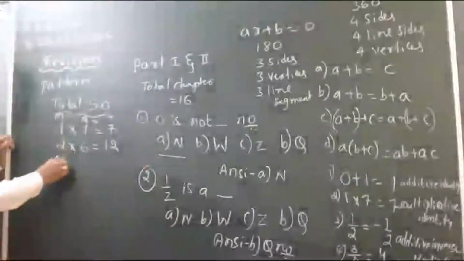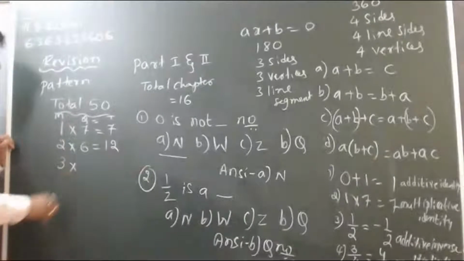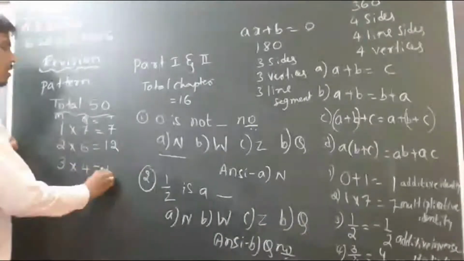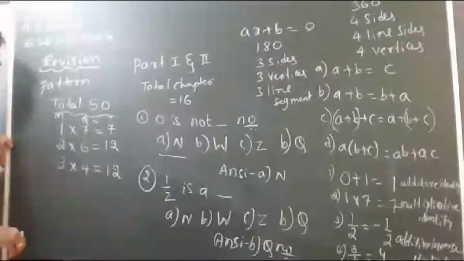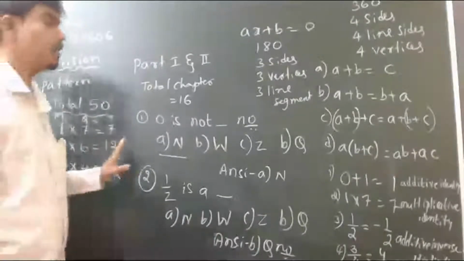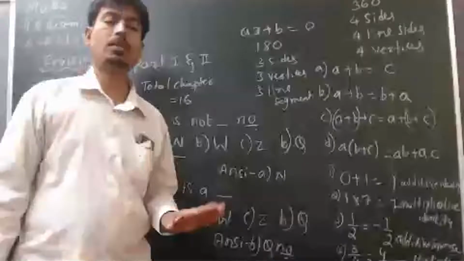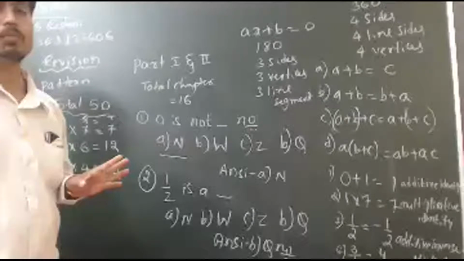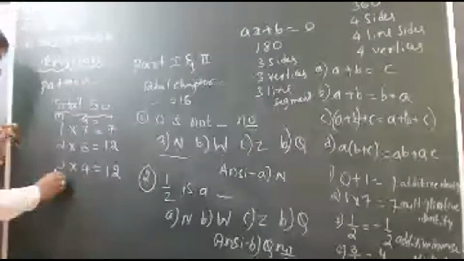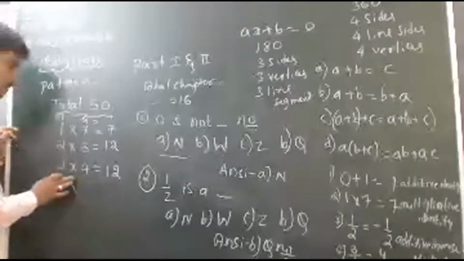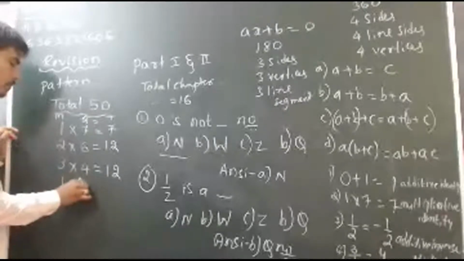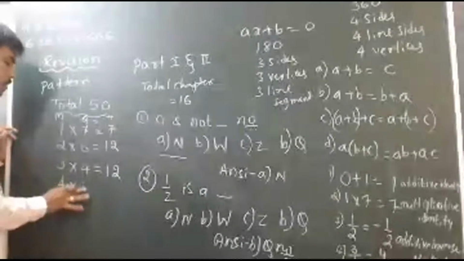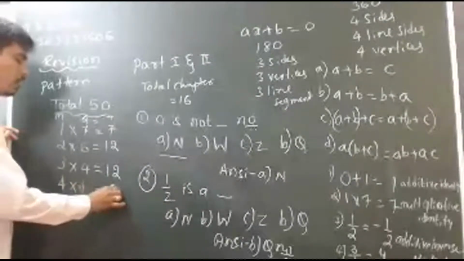Then comes 3 marks. We have 4 questions, which will be for 12 marks, depending upon the capacity of the chapter. Then comes 4 marks. One question will be for 4 marks.